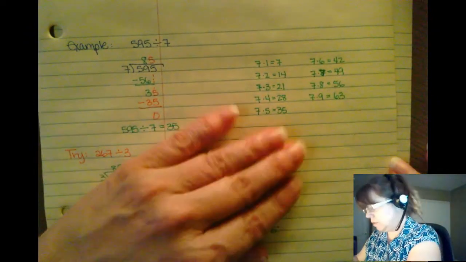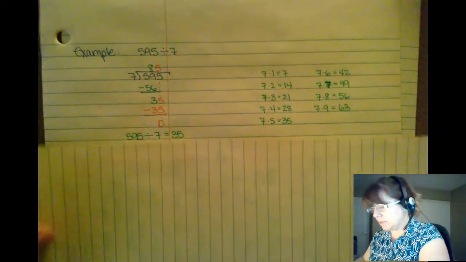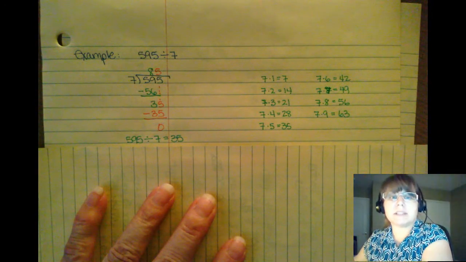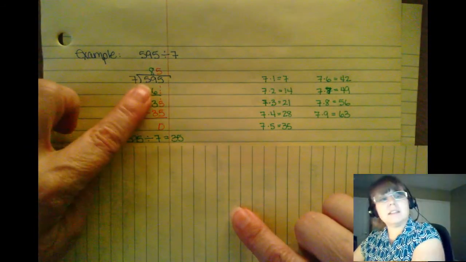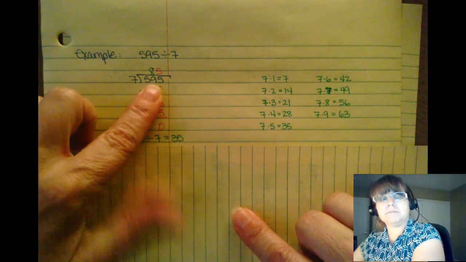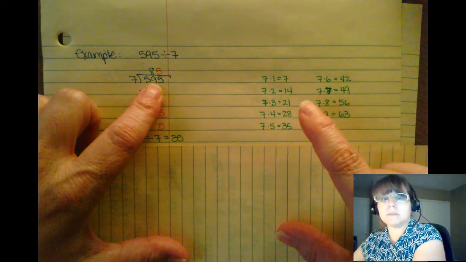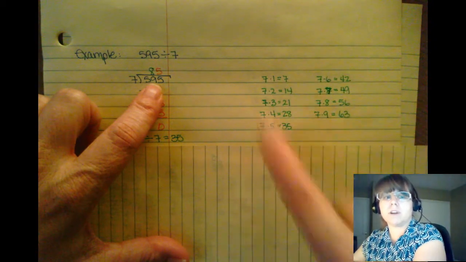So let's try another example. So let's go ahead and look at 595 divided by 7. Okay. 595 divided by 7. So we look at the 5. 7 does not go into 5, so we now look at the 59. And off to the side, I went ahead and wrote down 7 times 1, 7 times 2, all the way to 7 times 9, just so I have a little cheat table to go off of.